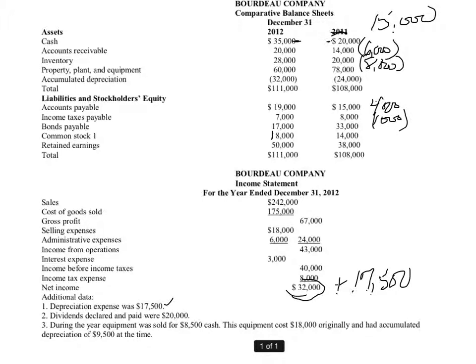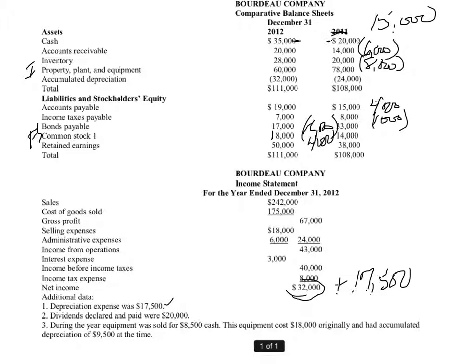So that's from operations. Then you can see that there was equipment purchases or sales. We reduced our equipment by 18,000, and that is investment. And then we look down here, which is financing. Bonds payable, they were 33,000. They went down 17, so that's 16,000, and that's a use of cash. And common stock was 14 and went up to 18. That's a source of cash of 4,000.